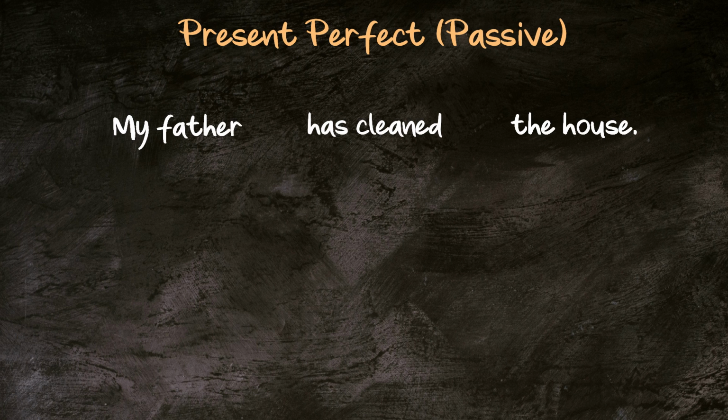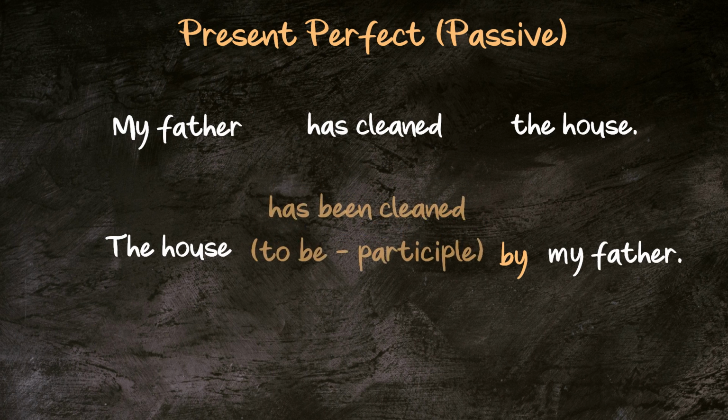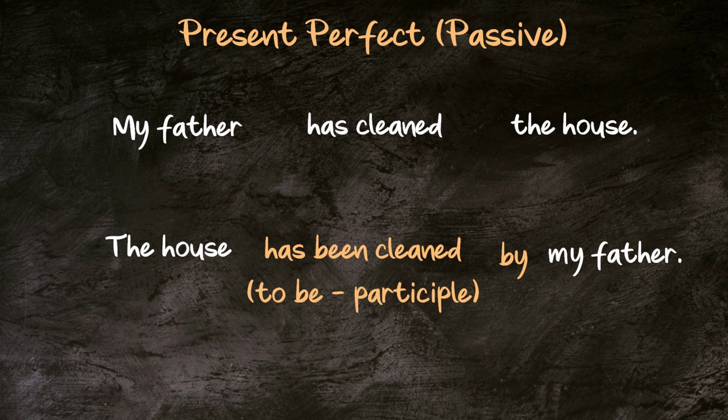The house will move to the beginning as the object and becomes the subject. My father will go at the end of the sentence. And as you guessed it, we're going to put a by before it. Our verb is already in participle. We're just going to change to be to present perfect form, and the house has been cleaned by my father.